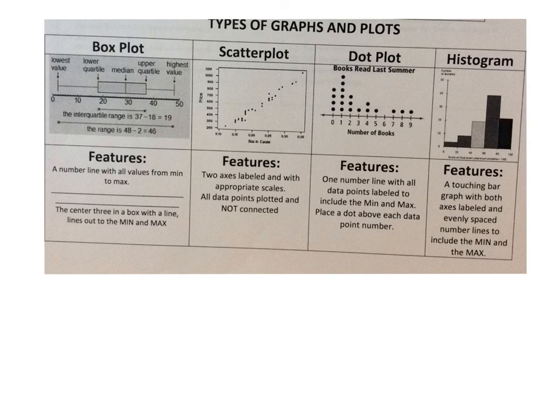The first one is a box plot. In the box plot, you have your lowest value, which is also known as your min. You have your lower quartile, which is also known as your Q1. Your median, which is your Q2. Your upper quartile, which is Q3. And your highest value, which is known as your max.